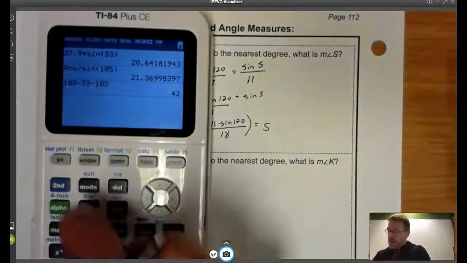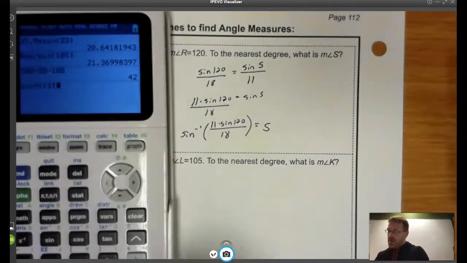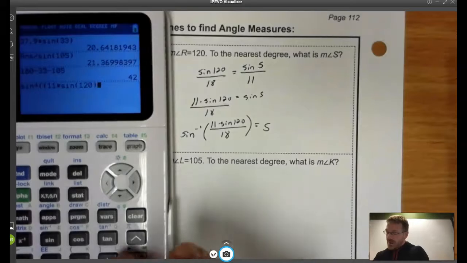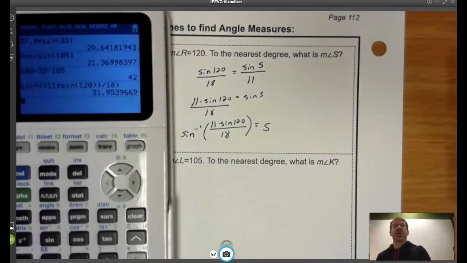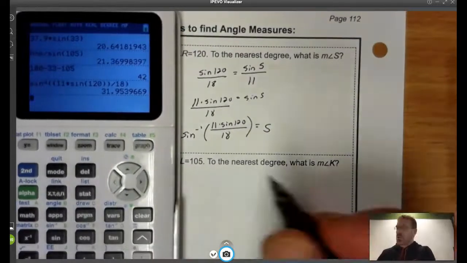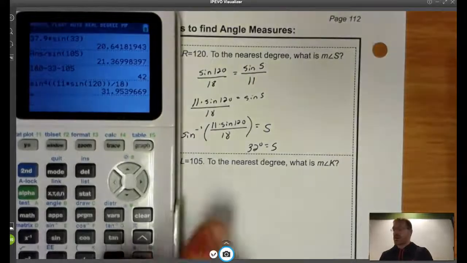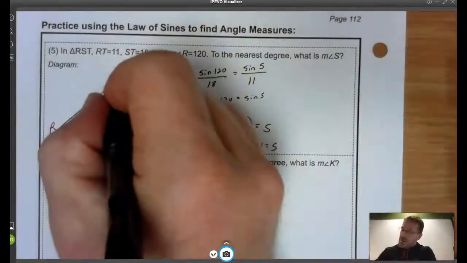So, second sine inverse. And then I'm just going to put in parentheses here 11 times sine of 120, close parentheses, divided by 18. All right, and there's my answer for my angle. So I know angle S is basically 32 degrees. So 32 degrees is equal to angle S.